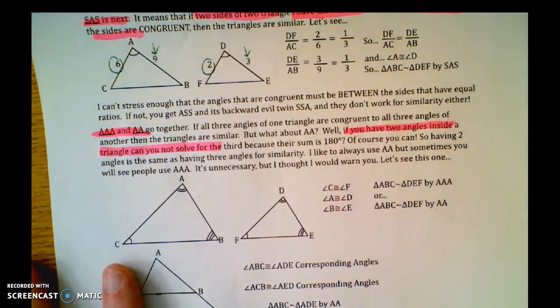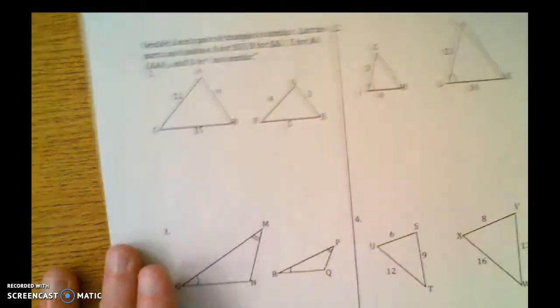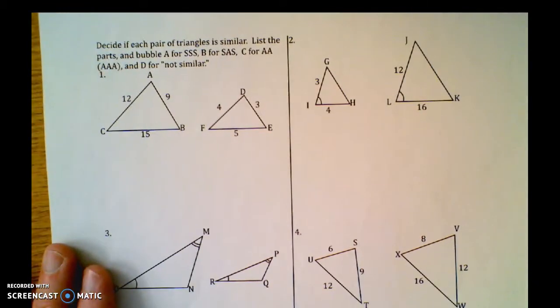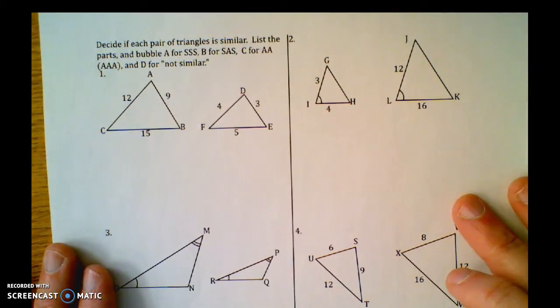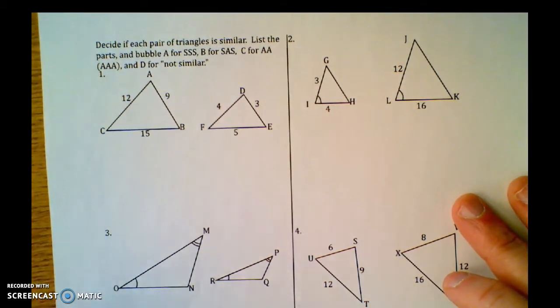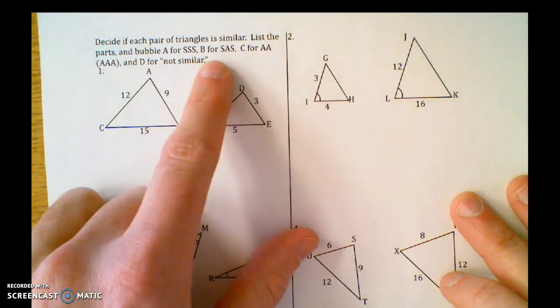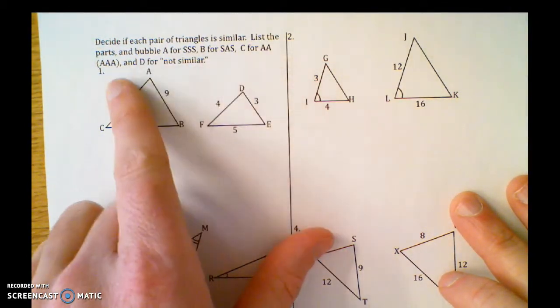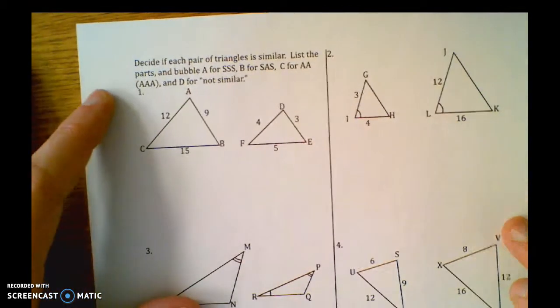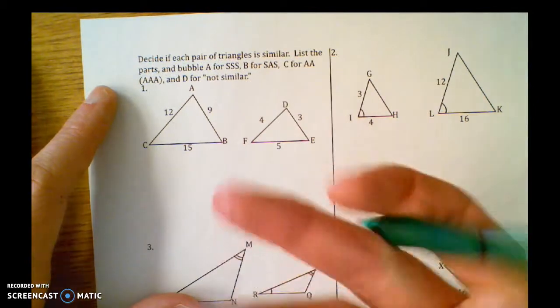So let's try the practice problems on the back. For each pair of triangles, you're going to determine if it's similar or not, and then you're going to bubble in the answer: A for SSS, B for SAS, C for AA or AAA, or D for not similar. So let's try the first one. Match up your corresponding sides.